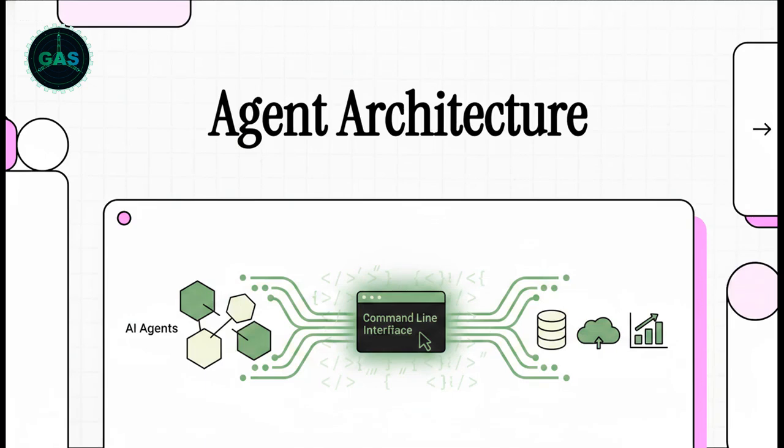Welcome to Gas Ed. Today we will be discussing how command line interfaces are the absolute most efficient way for AI agents to interact with external tools. If you're building autonomous workflows or even just experimenting with agents to streamline your business operations, you are likely running into a massive bottleneck when those agents actually try to fetch data from the outside world.